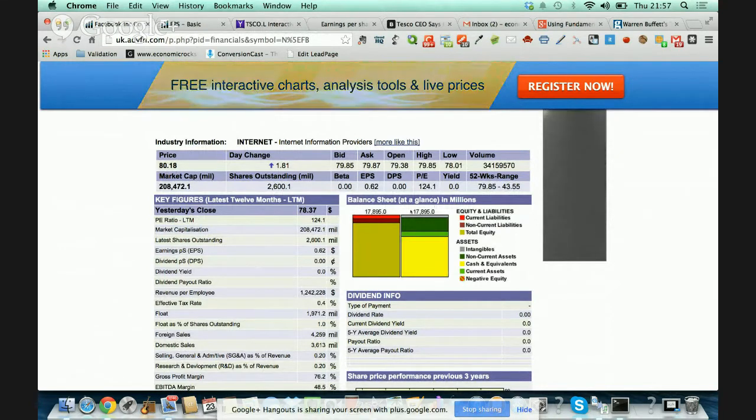Okay, 62 cents divided into $80 is going to give us a PE of 124. And to really put a perspective on this, to really know what a PE means, rather than comparing it to the benchmark, a PE in this case of 124 means that you'll be paying $124 for every dollar of earnings.